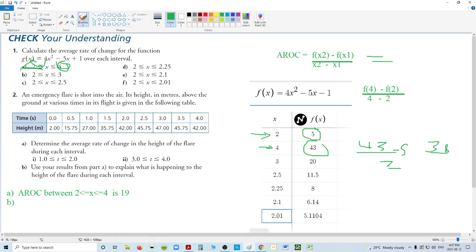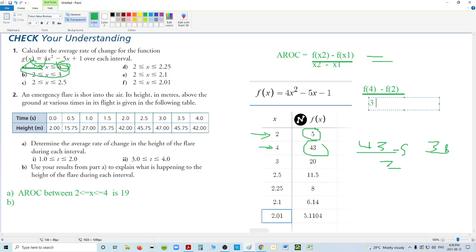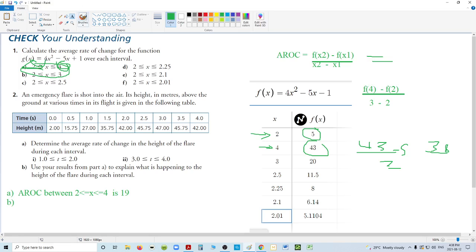Next, they want to see what's the rate of change between 3 and 4. Well, okay, the only thing that's changed here is your x and y values are not 4 and 2. They're now 3 and 2. I'm not looking for f of 4 here, I'm looking for f of 3. So we know that 3 minus 2 is 1, so the bottom's going to be 1. The question is, what is f of 3 minus f of 2?